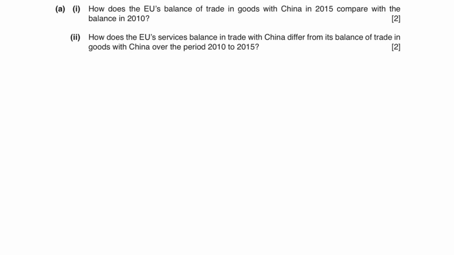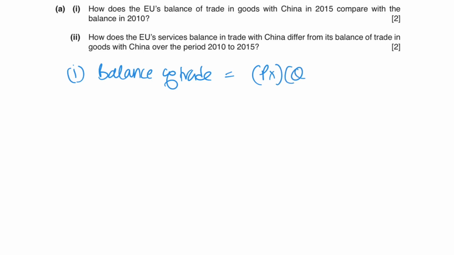Part 1 says, how does the EU's balance of trade in goods with China in 2015 compare with the balance in 2010? So comparing year 2015 to year 2010, what is the difference in the balance of trade? What is the balance of trade? A balance of trade is the difference in value between a country's imports and exports. It is measured by this formula. So the balance of trade is equal to the price of exports into the quantity of exports minus the price of imports into the quantity of imports.